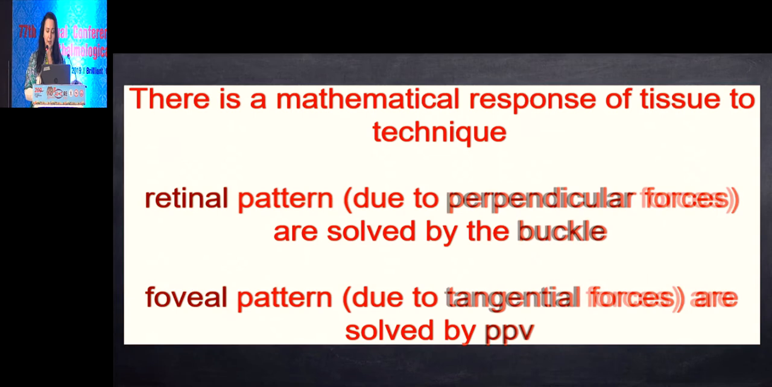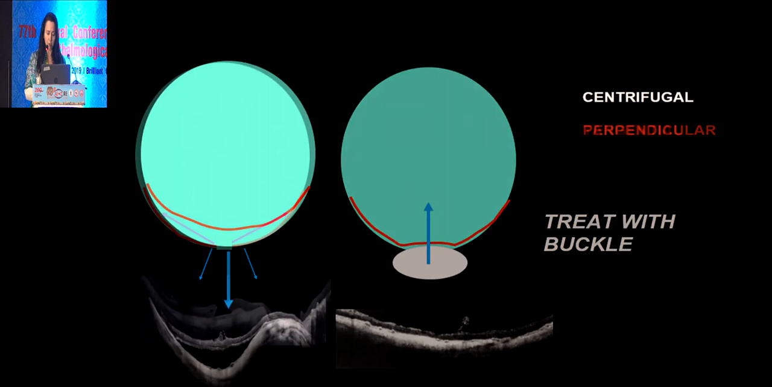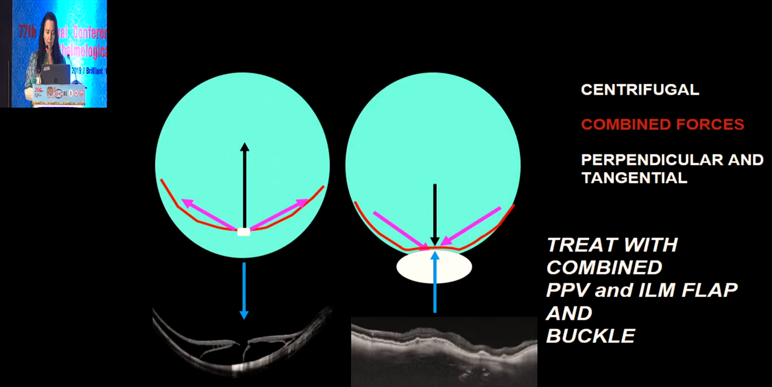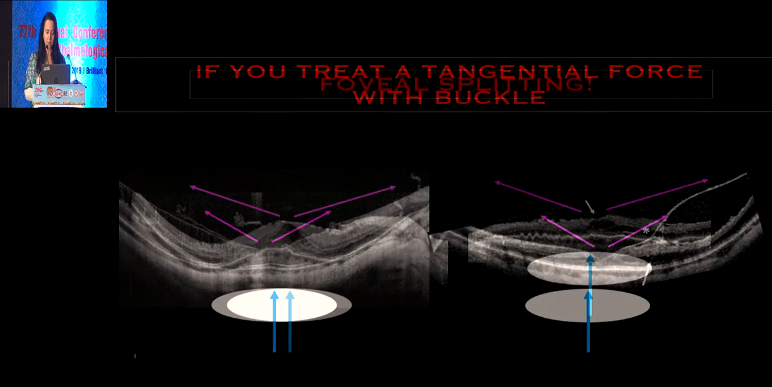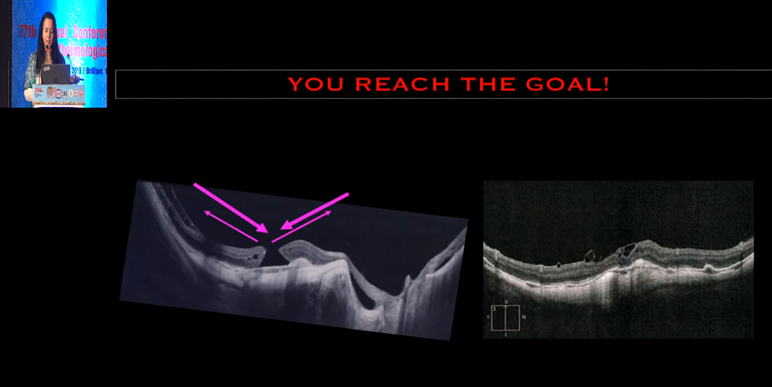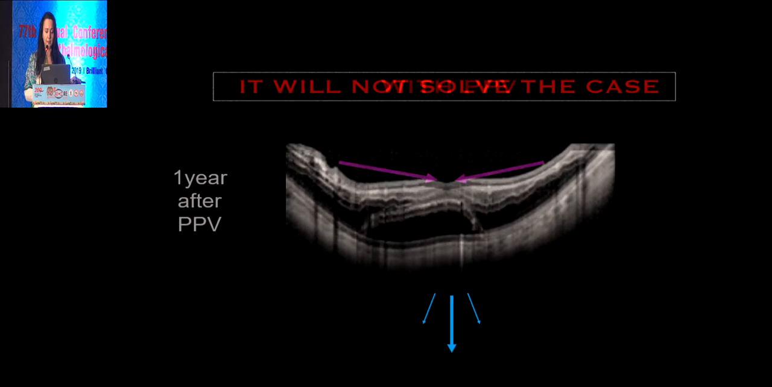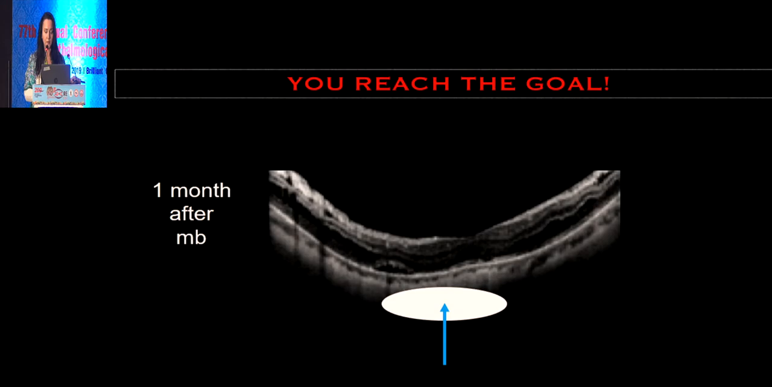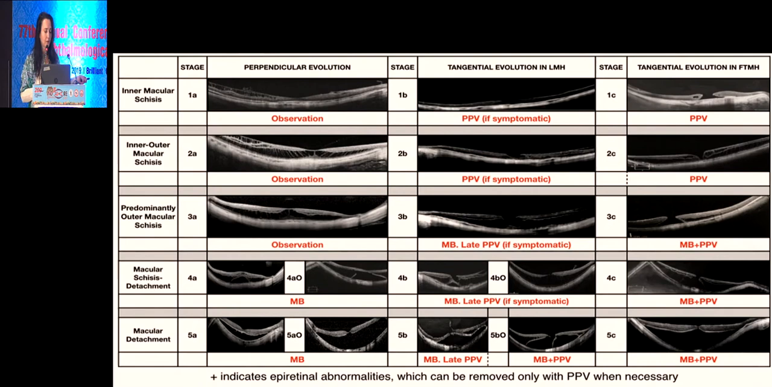I will only show you the final table, and then if you want more information, you can come to me. I just submitted the results to the Retina Journal. I'm sorry, I don't have time to show you all the slides, but the meaning of my slides was to tell you that if you use the right strategy for the right indication, you will reach a good result. If you do the opposite, you will have complications. So this is the final table.